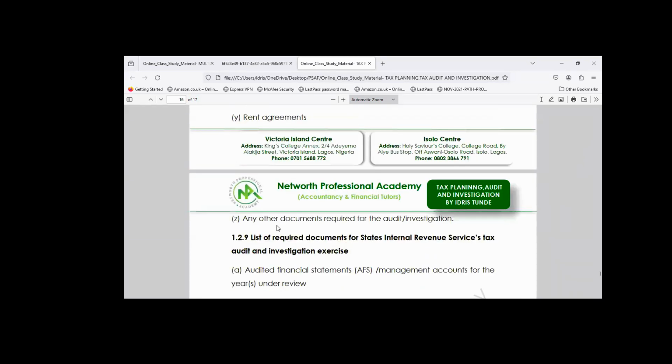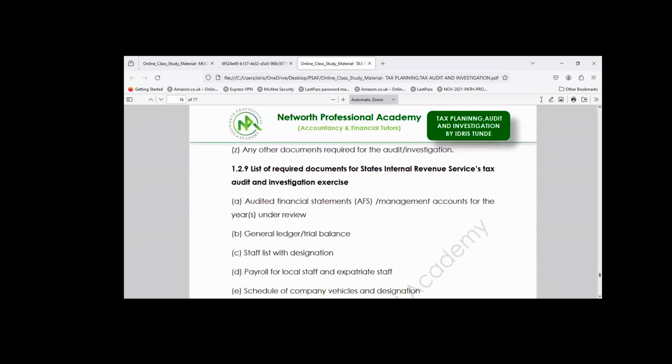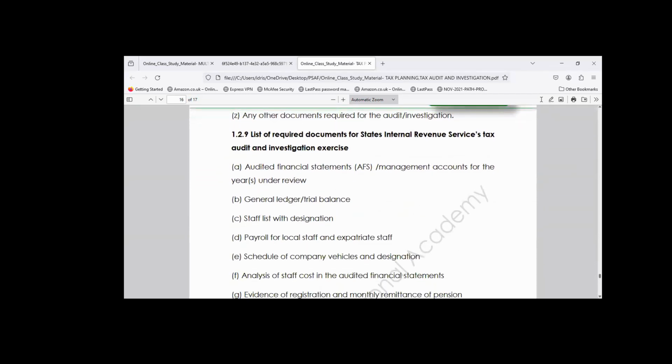The next thing is the list of required documents for state internal revenue service tax audit. If the state revenue service wants to do that tax audit, what is the list of required documents? They also ask for audited financial statements, staff lists with their designations. They'll ask for that. Give us the list of your staff with designations. They'll ask for trial balance. They'll ask for your payroll. Your payroll, you differentiate it, both local and expatriates. They'll ask for that.